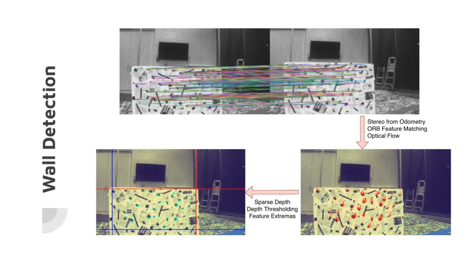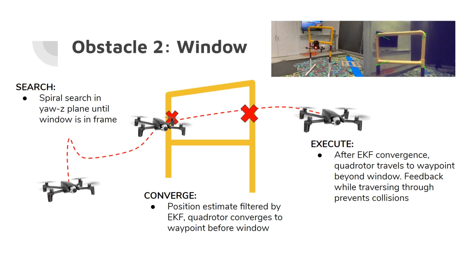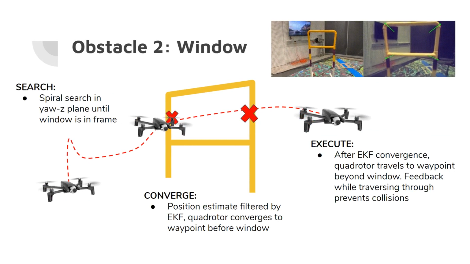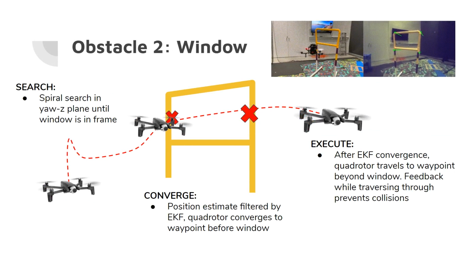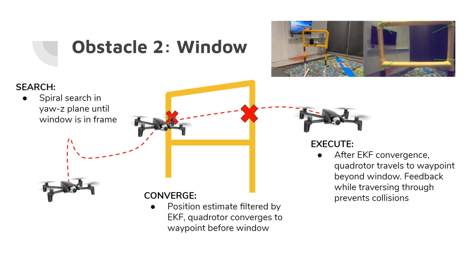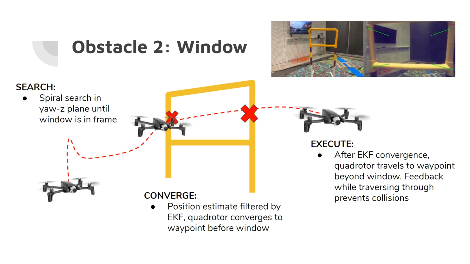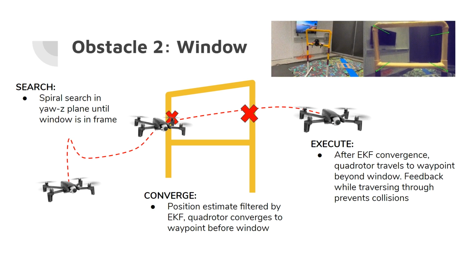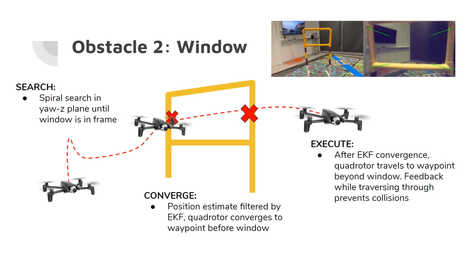The next task of the mission is to detect and fly through a yellow window of known dimensions. This task begins with a spiral search in the yaw-z plane until the EKF converges on the window within a predefined acceptance criteria. A waypoint just before the window is published for the quadrotor to traverse to, while the window pose is continuously updated. After further convergence on the window, a waypoint beyond the window is published. While the quadrotor travels through the window, additional feedback introduces bias to the further waypoint to prevent collision with the window. This bias is computed through the remaining visible areas of the window in frame, if any.